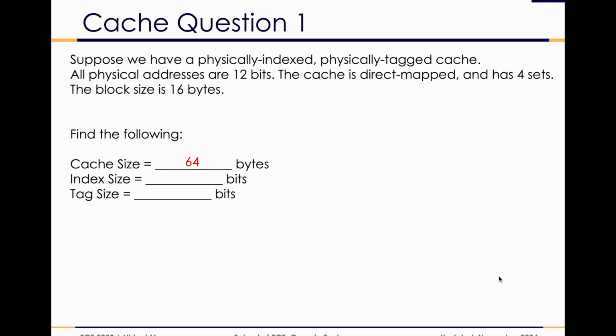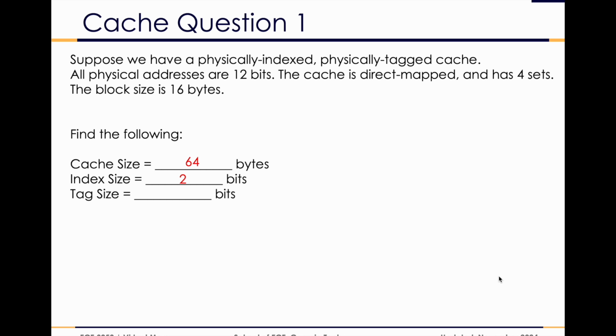Now for the index size, this is entirely based on the sets, no matter what type of cache it is. So here the sets are 4, 2 squared is 4, so we know that the index size is 2. Another way to do this is just take the log base 2 of the number of sets to get your answer. So for example, if it has 4 sets, log base 2 of 4 is 2. If it has 8 sets, log base 2 of 8 is 3, etc.